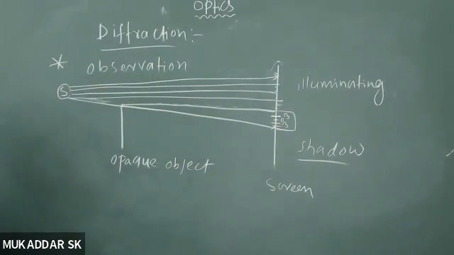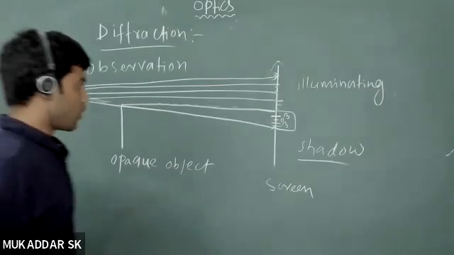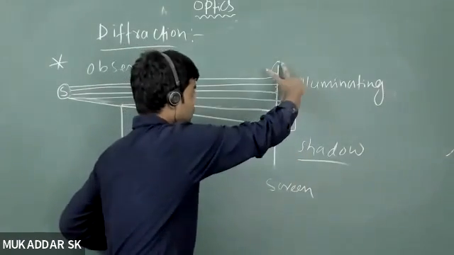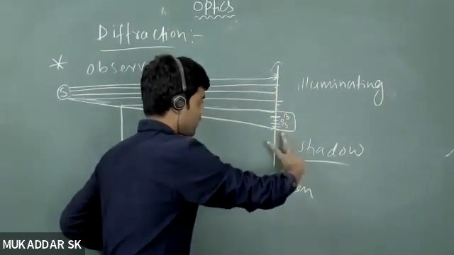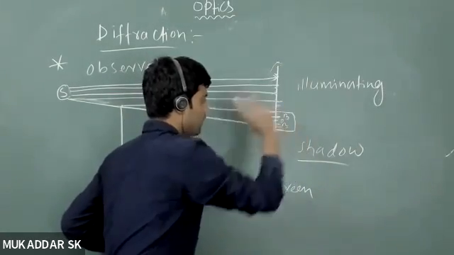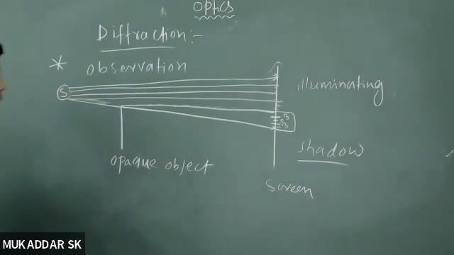So when light strikes on that edge of opaque object, it will not travel in a straight line. It will be bent. Okay. So it is observed that there is no hard boundary between illuminating region and shadow region. इनके बीच में कोई sharp boundary नहीं है. It contains a series of bright and dark fringes.